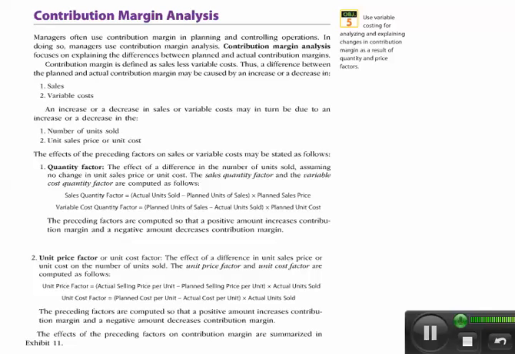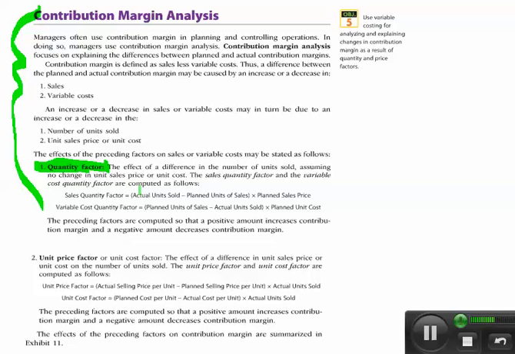So in the textbook, as you can see in this very first portion, here we're talking about the quantity factor. In the quantity factor, they are going to compare the difference in the number of units sold, assuming no change in unit sales price and unit cost. So in that case, we're going to use our planned price.